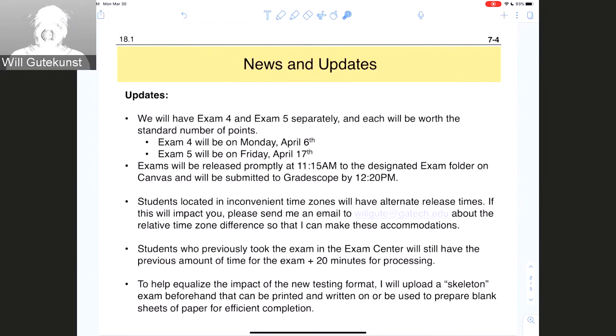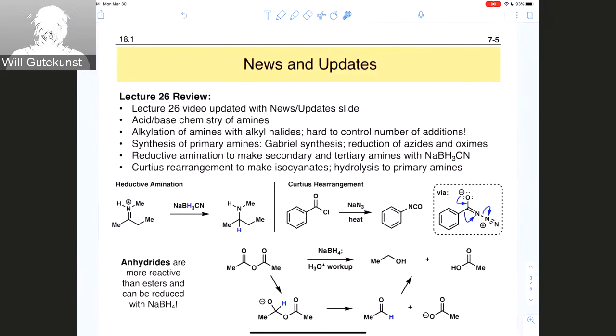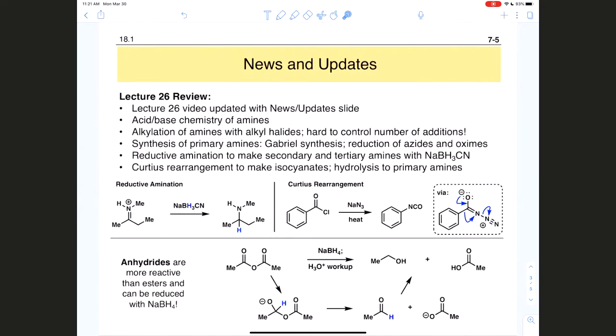Cool. So are there any questions right now about this process that I can address at the moment? I'm going to go with a no.